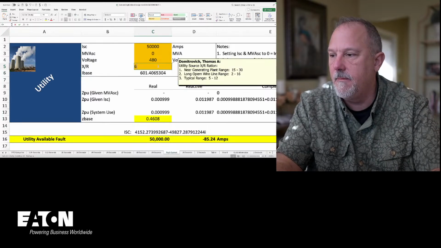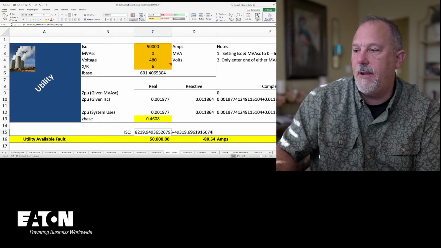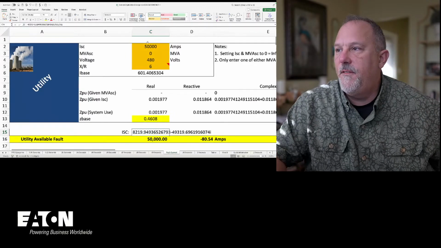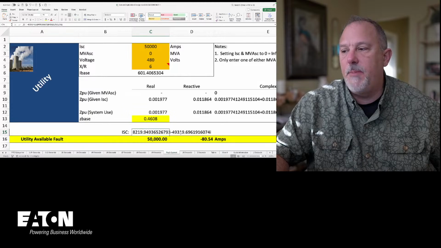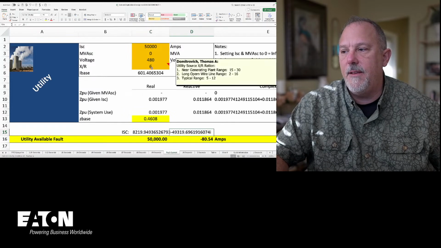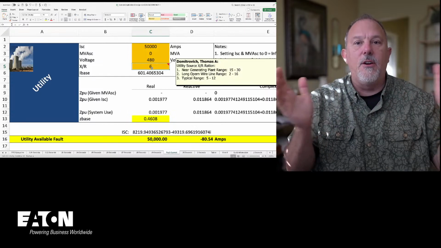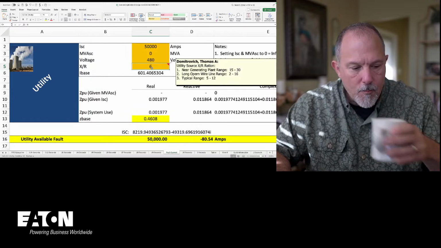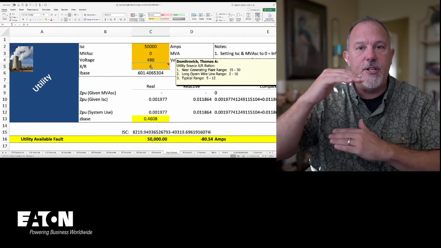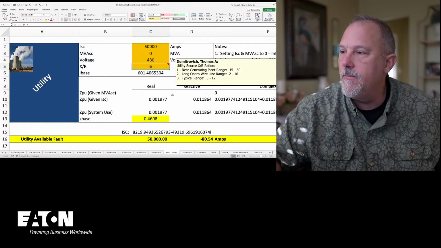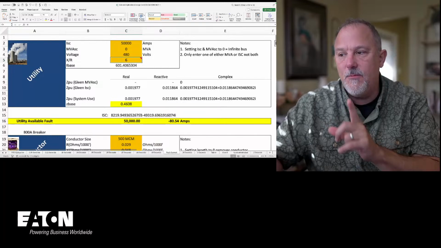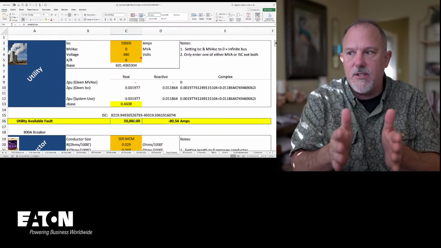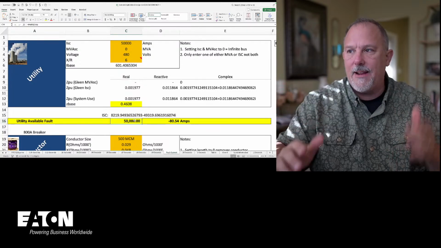If I make it a 6, you'll see right down here the I short circuits. All right, so 50,000 amps, and changing this basically just moves the angle. So that's all it's doing. I'm changing the X to R ratio, so how much X to how much R. Now I know I've got 50,000 amps available fault current, and I know how that 50,000 amps is split between real and reactive.